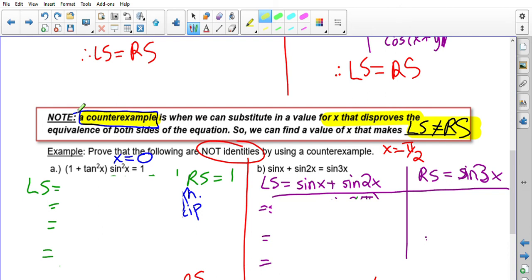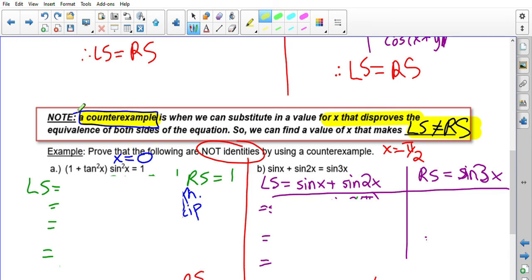Keep in mind that if you were to prove equivalency, subbing in a value and getting left side equals right side does not mean that they're equivalent. It could just be that point could just be the point of intersection between two functions.